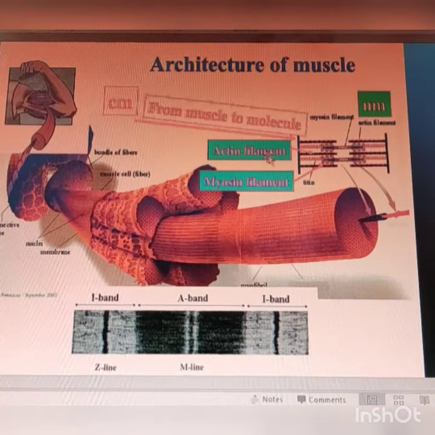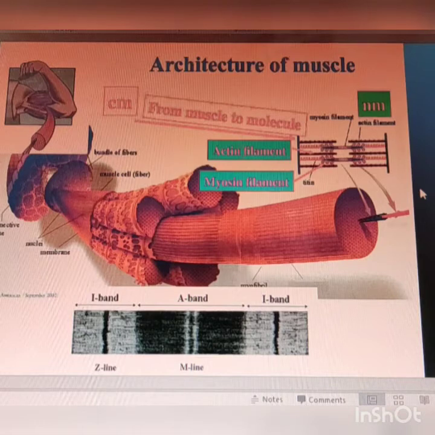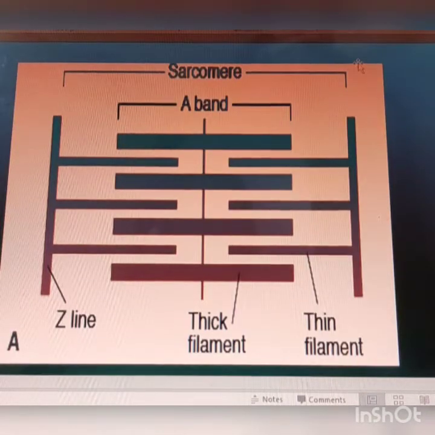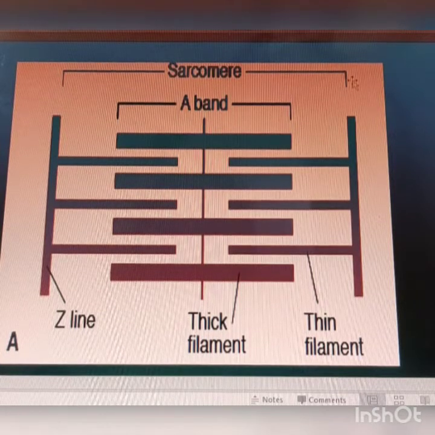The actin filament is indicated by this red arrow and the myosin filament is also indicated by another red arrow. So this is the structure of a sarcomere, that is the complicated unit of striated muscle tissue.